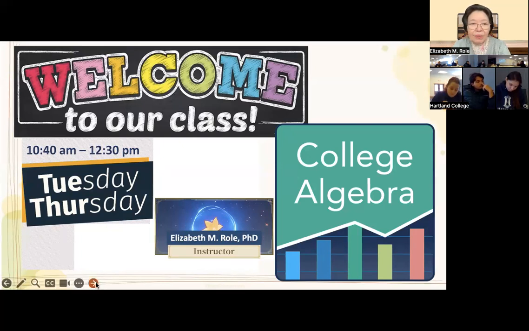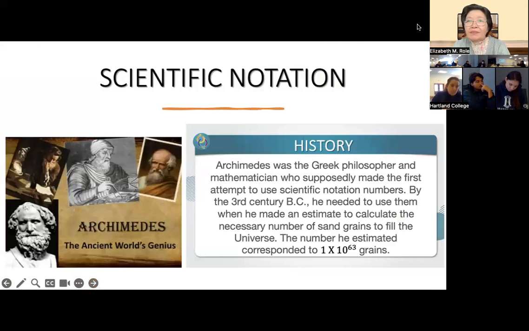So now, just to remind us of scientific notation, because this is one of the areas in math that has been very useful, particularly in the sciences, when we have very big and very small numbers. Then we just use scientific notation to present those numbers. So just a little history of scientific notation. It was as early as the 3rd century BC when Archimedes was able to attempt to use scientific notation numbers.